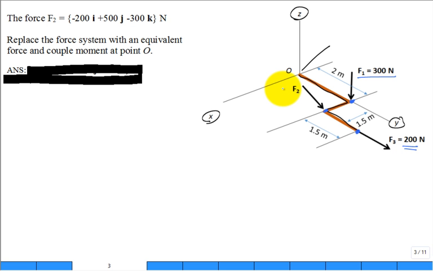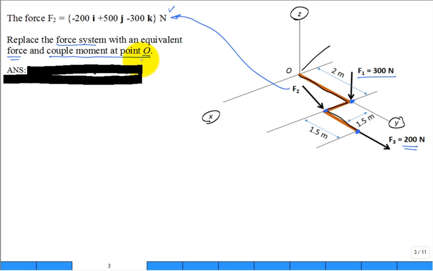Now, force 2 is expressed as a vector. So it's so many newtons in the X and the Y and then the Z direction. It's hard to show it in 3D, but there you go. There's the best rendition. But there's the 3-dimensional force vector for F2. The question is, can you replace the force system with an equivalent force and couple moment at point O?